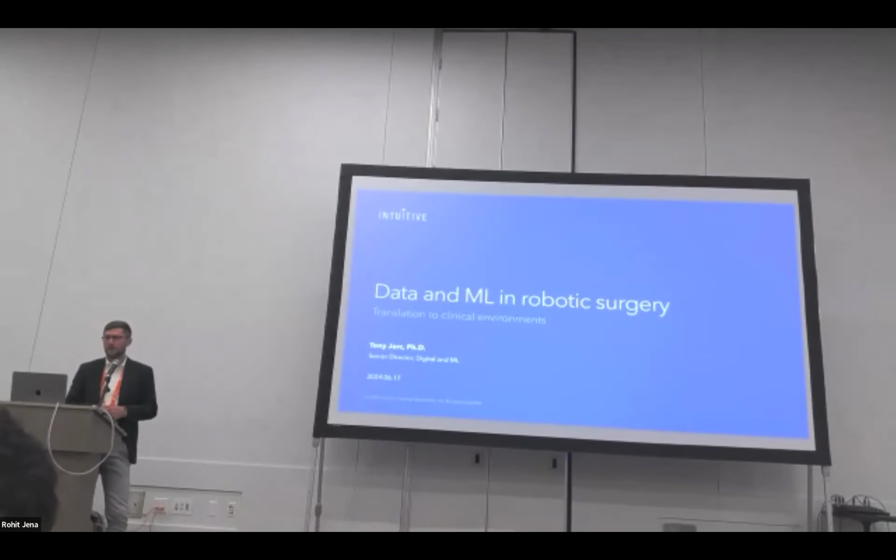A lot of the focus today is going to be on translation. And so how do we get things into the hands of surgeons? How do we get things in the hands of surgeons globally to be able to impact patient outcomes, which forces us to think sometimes a little bit differently about our technologies.